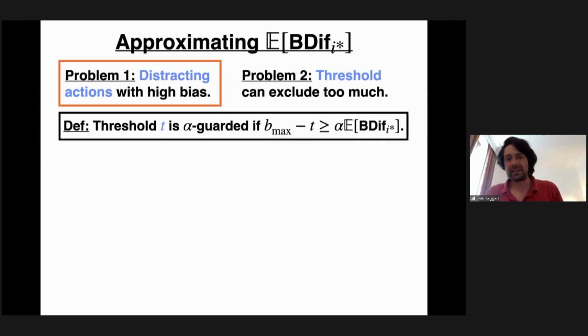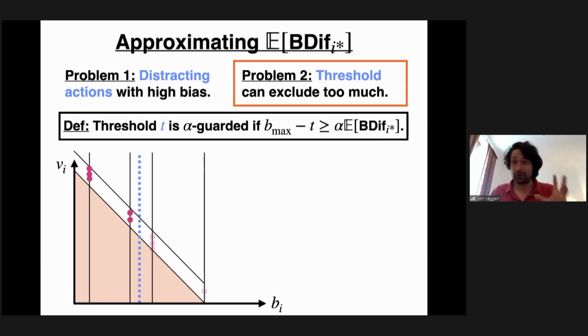I'm going to define a threshold to be alpha guarded if problem one doesn't happen too much. So in particular, it's going to be alpha guarded if you look at Bmax minus the threshold, and that's high. Or in other words, the threshold itself is pretty low. And in particular, the right-hand side is an alpha fraction of this Bdiff term that we're trying to approximate, the bias difference in opt. So literally all this is saying is that T is high, and how high? Well, it's governed by alpha. Okay, so that's problem 1 can't happen very much.